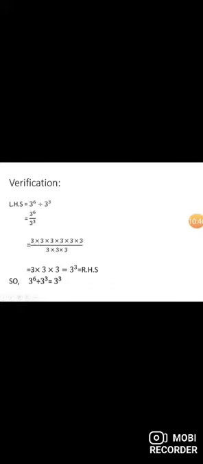So you are left with only 3 times 3 which will give you 3 raised to power 3 which is equals to right hand side. So ultimately you will get 3 raised to power 6 divided by 3 raised to power 3 is equals to 3 raised to power 3. Means in case of division, if bases are same, powers are subtracted.